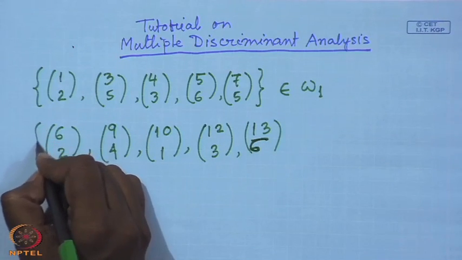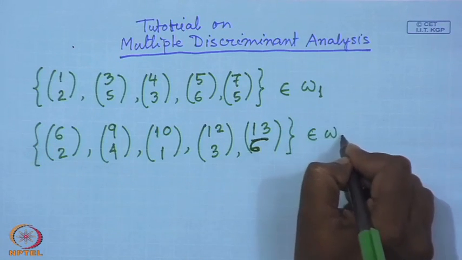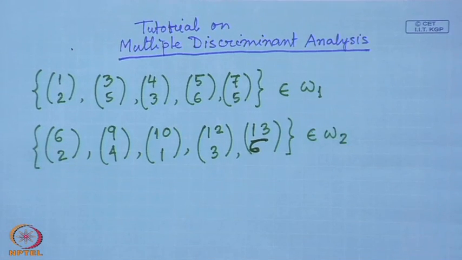And say these are the feature vectors which are taken from class omega 2. And we want to find out the projection direction, so that when these feature vectors are projected onto a lower dimensional space, say projected onto a line, we want to find out the direction of the line, so that when these feature vectors are projected onto that line, the separability of the feature vectors between the two classes omega 1 and omega 2 will be maintained.